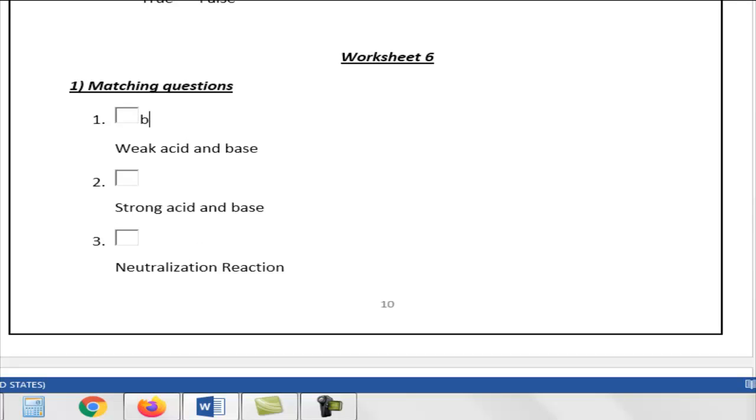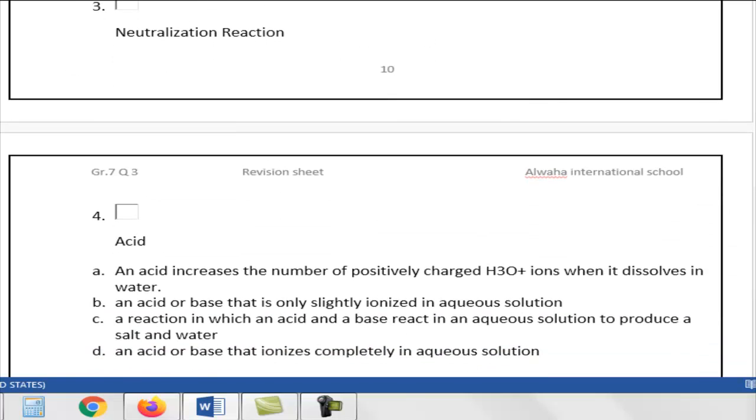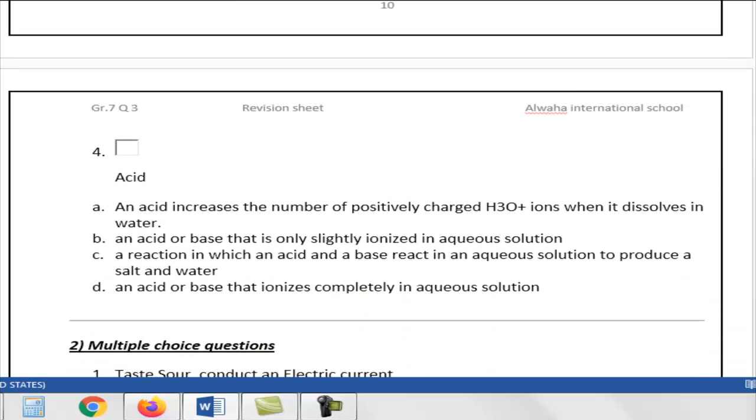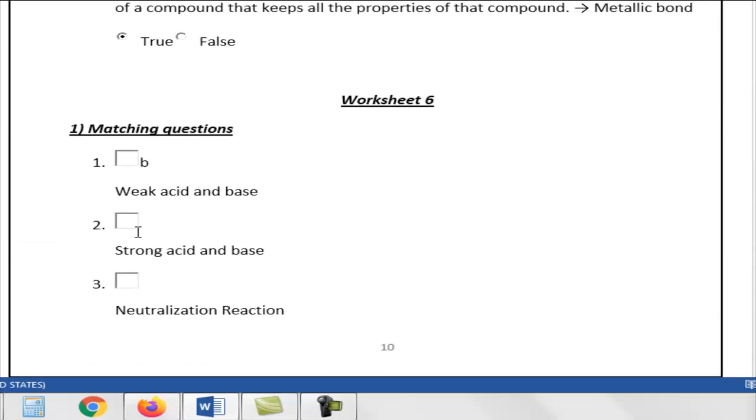Number 2, strong acids and bases. So it will be an acid or base that ionizes completely. So number 2, it will be D.